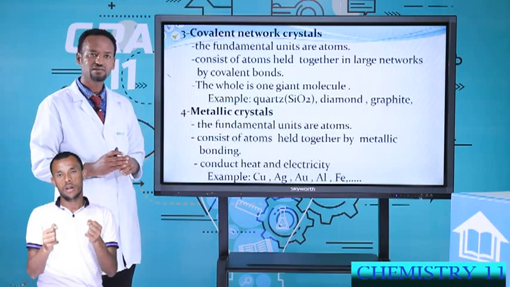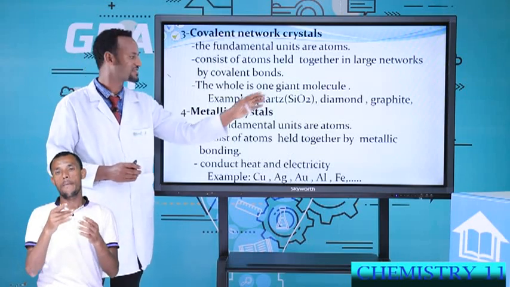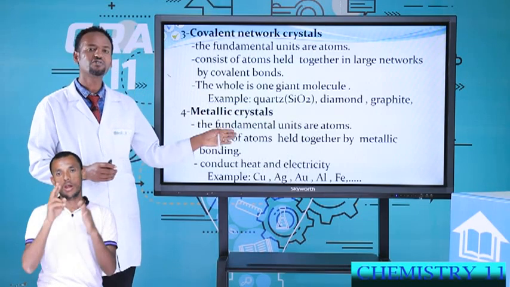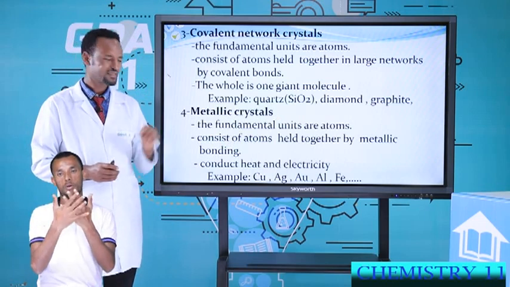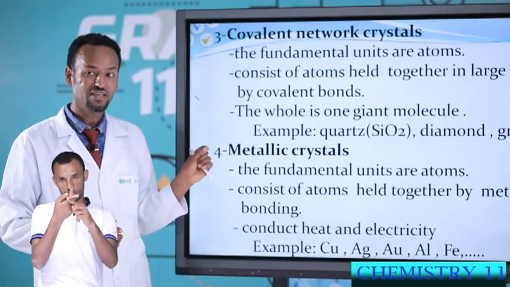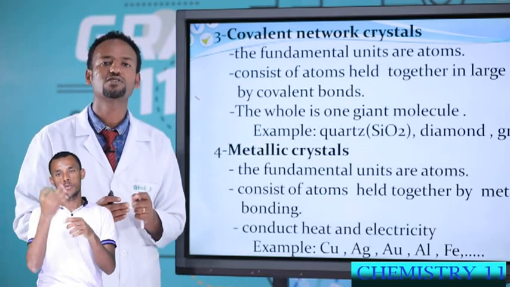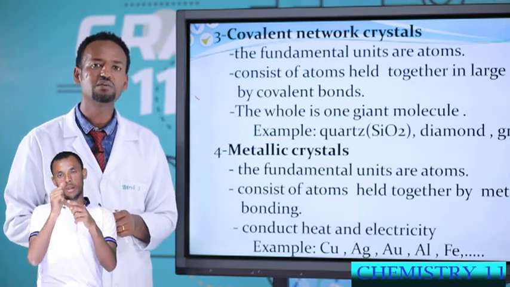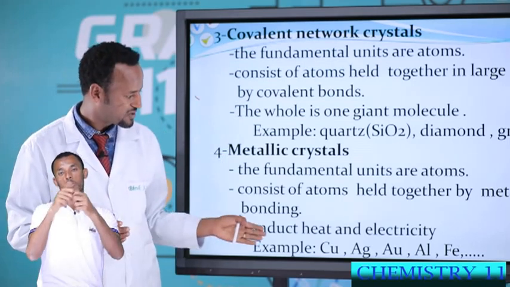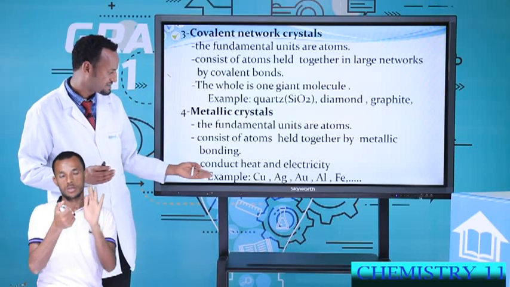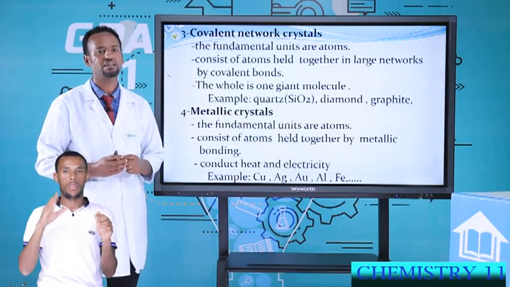Finally, metallic crystal. This is a property of metal. In metallic crystal, the fundamental units are atoms, held together by metallic bonding. The difference between metallic crystal and the other types of crystal is that metallic crystals conduct electricity because of freely moving electrons. Good examples of metallic crystals are copper, silver, gold, aluminum, iron, and the other metal atoms.